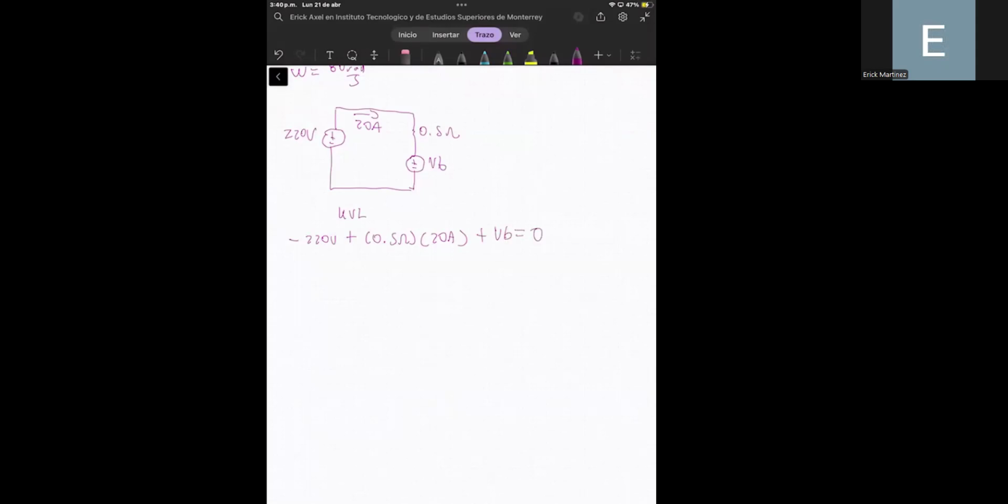If you solve for the back EMF voltage, you will notice that the back EMF voltage is equal to 210 volts.